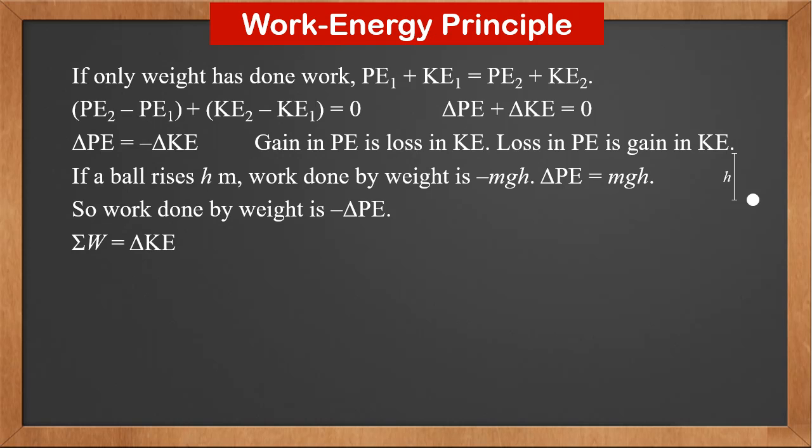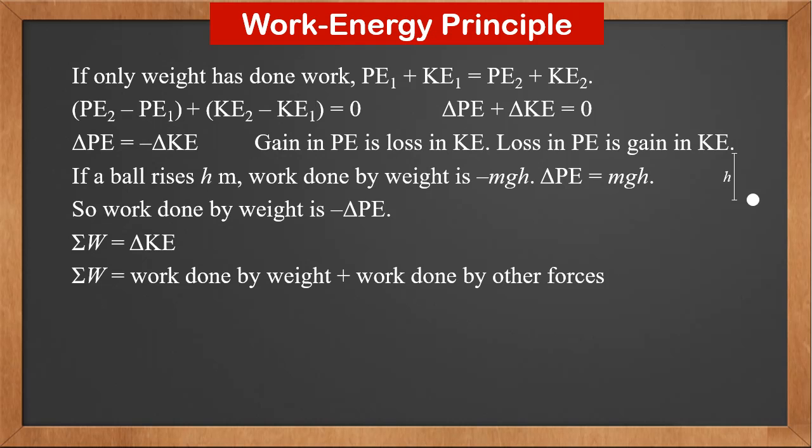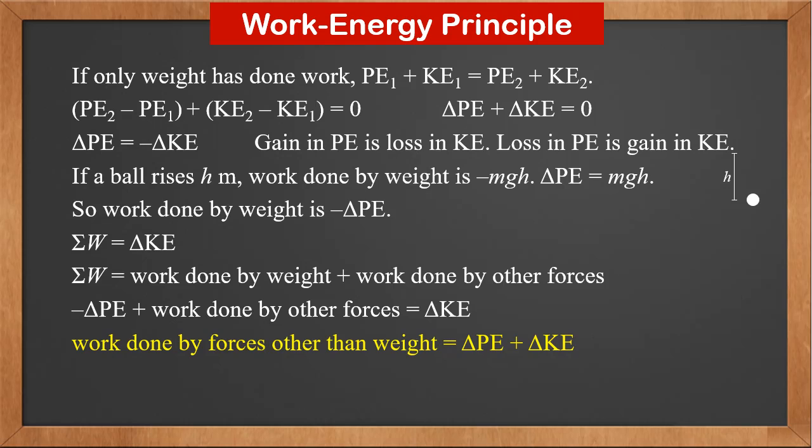According to the work energy principle, work done by all forces is equal to change in kinetic energy. Work done by all forces can be written as work done by weight plus work done by other forces. Work done by weight is minus delta PE. So, minus delta PE plus work done by other forces is delta KE. Therefore, the work energy principle can also be expressed as: work done by forces other than weight is equal to change in potential and kinetic energy. Sigma W other equals delta PE plus delta KE.